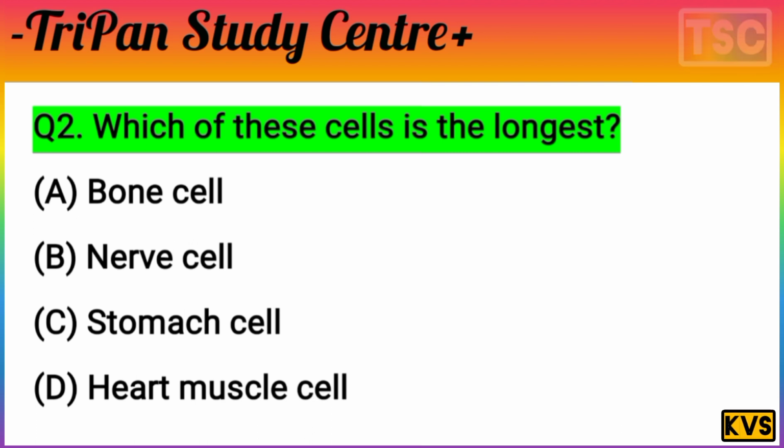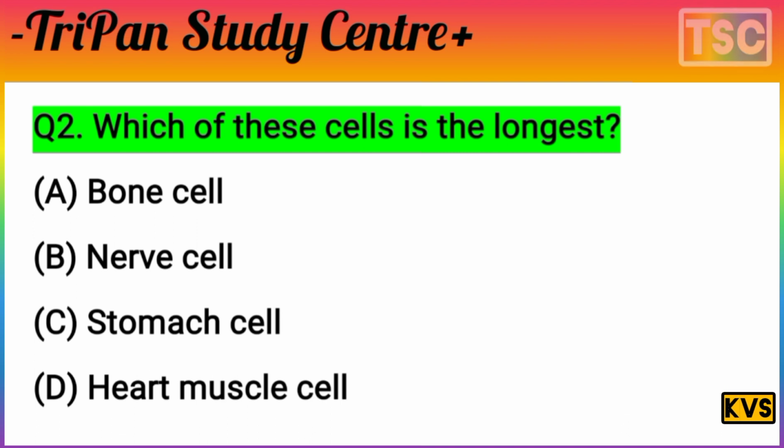The nerve cell is the longest cell in the human body because nerve cells are distributed to all parts of our body. It means option B is correct. The nerve cell is the longest cell in our body.